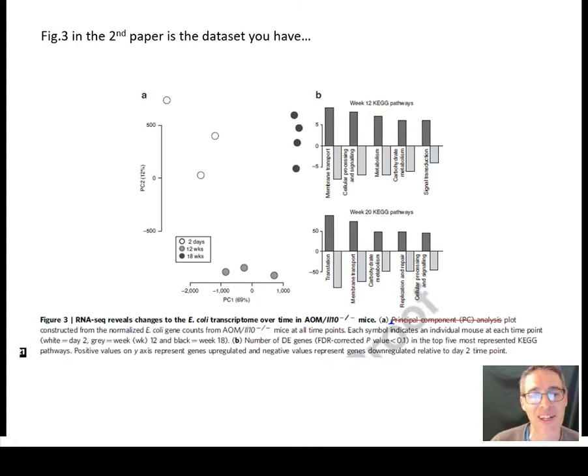But for now, we can just say that if two samples are close to each other, it means that across all of the taxa, those samples were more closely related. And if two samples are further away, they're less well related. And what you can see is that time point is completely determining, or nearly completely determining, the structure of the transcriptome of these E. coli microbes, right? So the 2-week samples cluster completely separately from the 12-week, cluster completely separately from the 18-week samples.